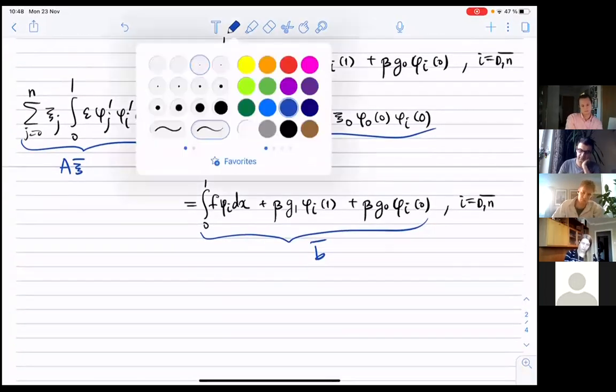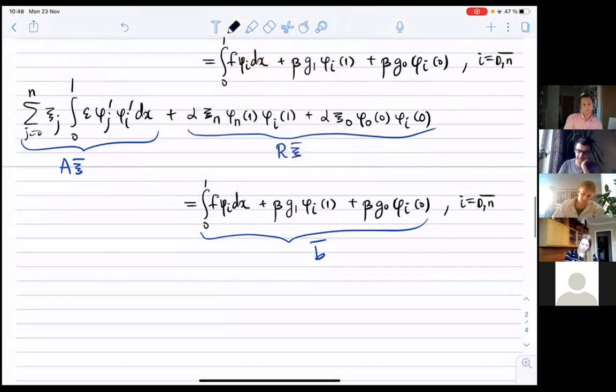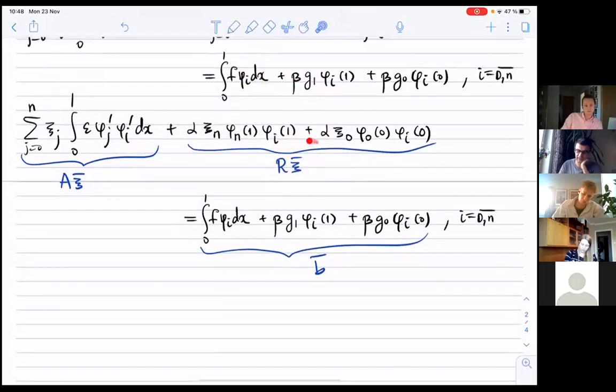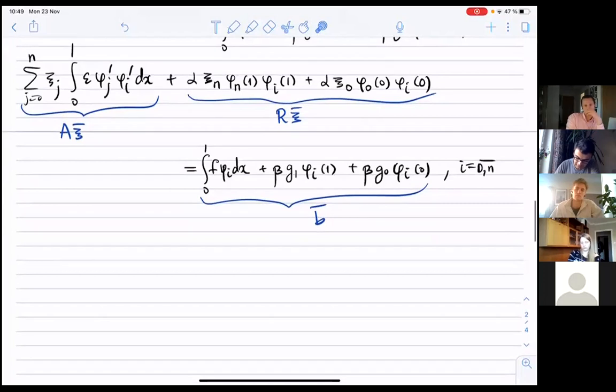So if you write what the elements are, in this R everything is 0 except the first element and the last element. So it's also an n plus 1 by n plus 1 system. Everything is 0 except R11 and RNN. So let me just write it.